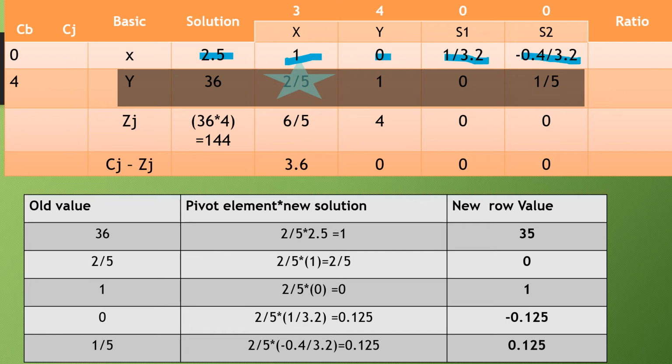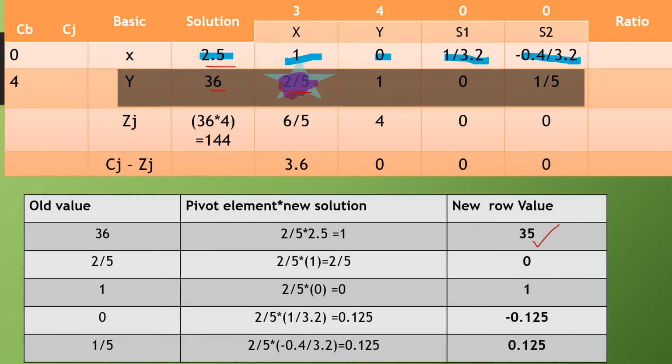So what we are going to do is take the pivot element of the particular row. In this one, it is 2 divided by 5. Now let's calculate the first one. In the first one, we are going to take the old value, that is 36. Then from this 36, we are going to deduct the pivot element into the new solution, that is 2 divided by 5 into 2.5. Then the final answer is 35.